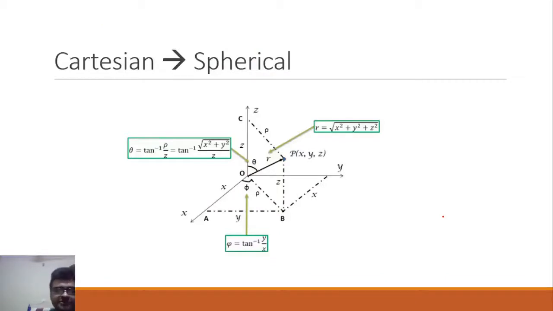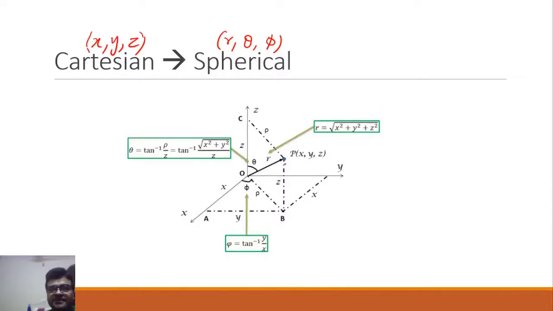Now let us see how to convert the Cartesian coordinate system into the spherical coordinate system. We have already seen all the dimensions that are present in the cylindrical coordinate system. There are two new dimensions present in the spherical coordinate system. One is r and one is theta. Phi is the same as it was in the cylindrical coordinate system, and the Cartesian coordinate system we are always familiar with. It is x, y, z.